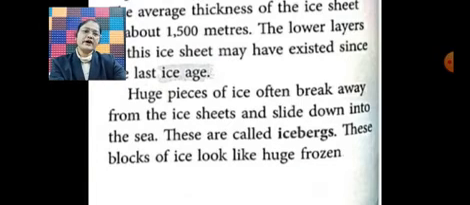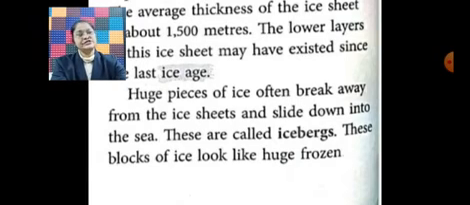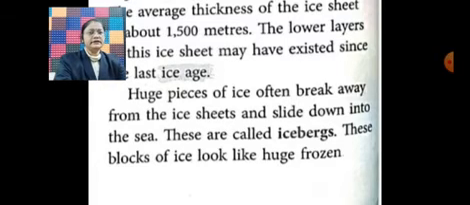Huge pieces of ice often break away from the ice sheet and slide down into the sea. आइस का बहुत बड़े बड़े पीस हो जाते हैं, आइस शीट से टूट कर बिखरते हैं, और सी में तैरने लग जाते हैं.